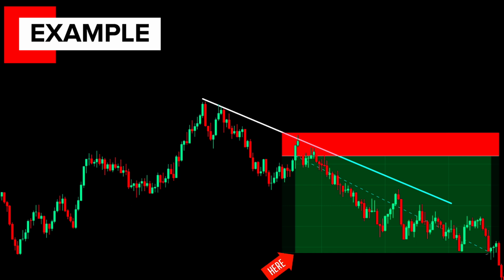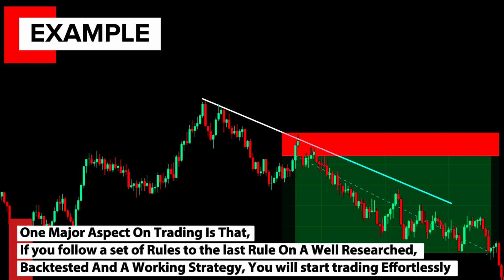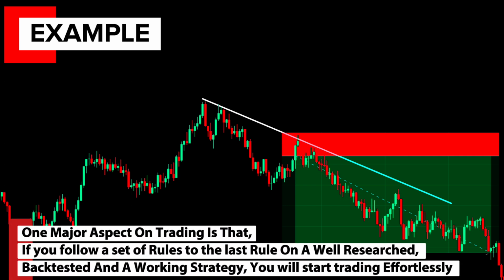And as you can see here, our take profit target was hit successfully. The major aspect of trading is that if you follow a set of rules to the last rule on a well-researched, backtested, and working strategy, you will start trading effortlessly. Now, let me show you another example of this setup on the chart.